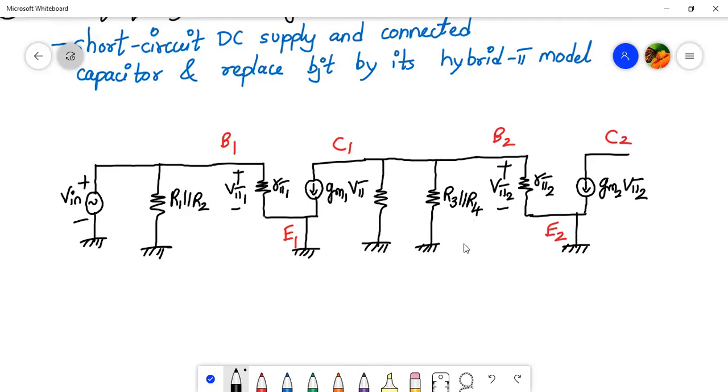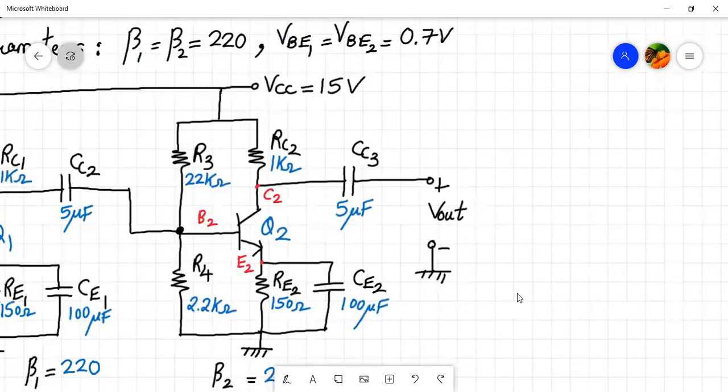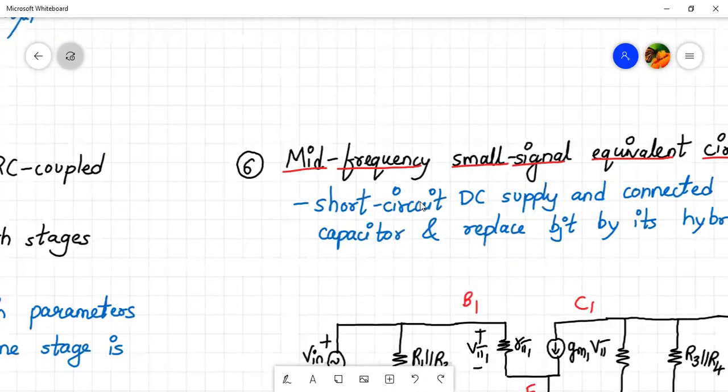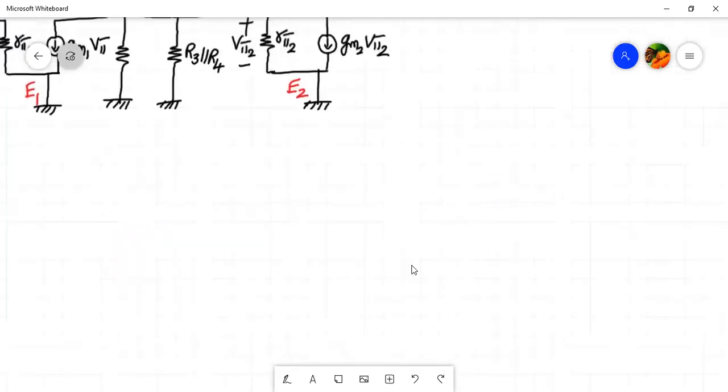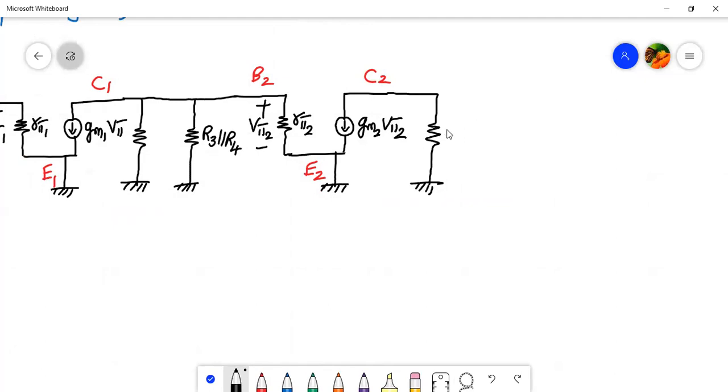Now next is the collector 2. Let's find out what we have from the circuit. From collector 2, we have just one resistor RC2 going towards the ground. Let's do that connection here quickly. From collector 2, this is RC2, and we can call this plus minus Vout. Okay, fine.